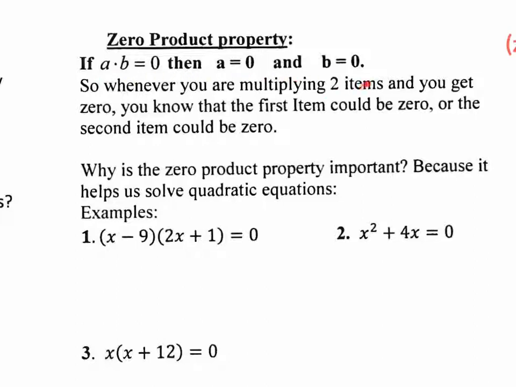So whenever you're multiplying two items and you get 0, you know that the first item could be 0 or the second item could be 0. So why is zero product property important? Because it helps us solve quadratic equations.